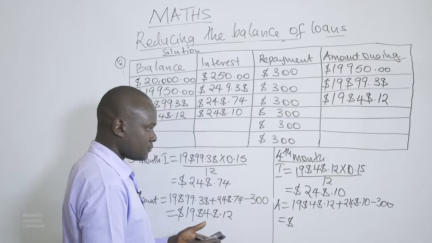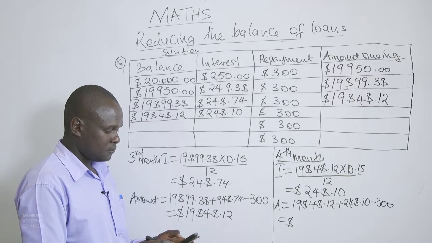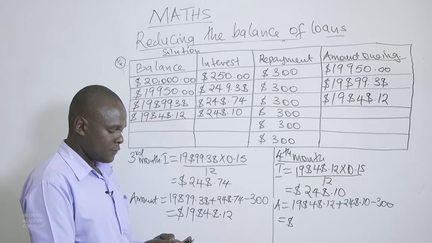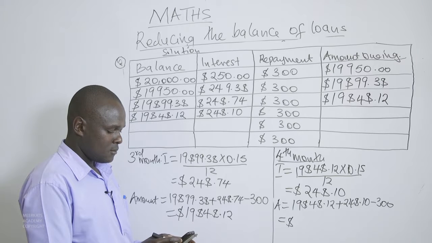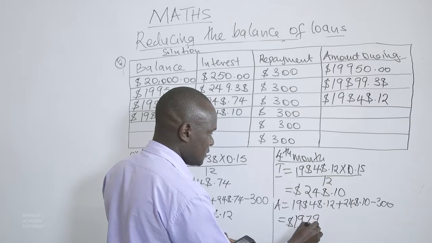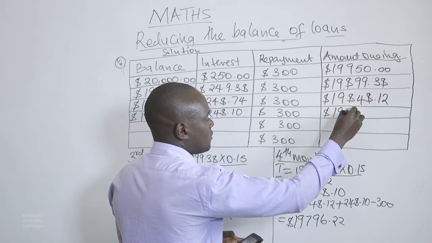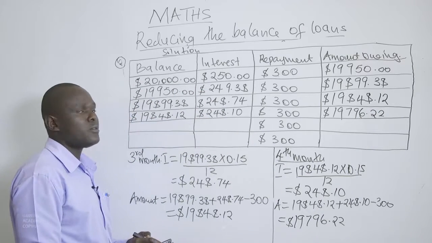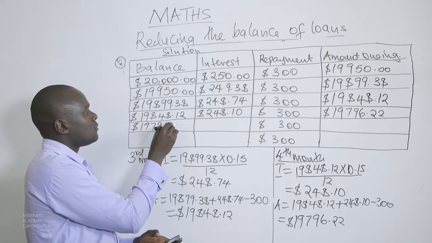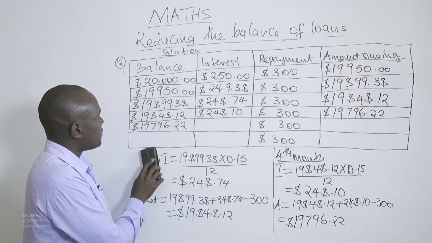And this will give us our amount owing, which will be 19,796.22. This should be filled here. The same amount should be brought down to be the balance during the 5th month, and the same amount is used to calculate the interest during the 5th month.